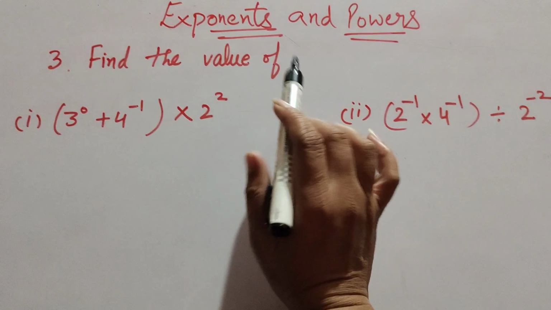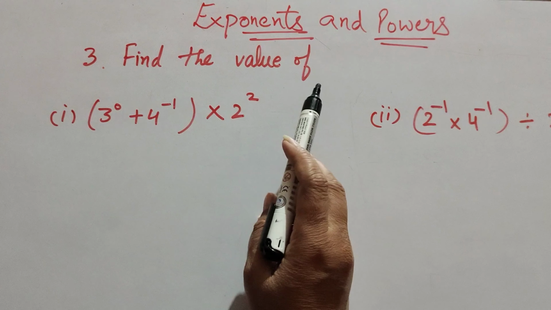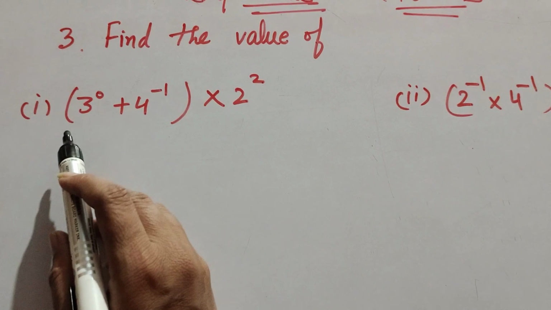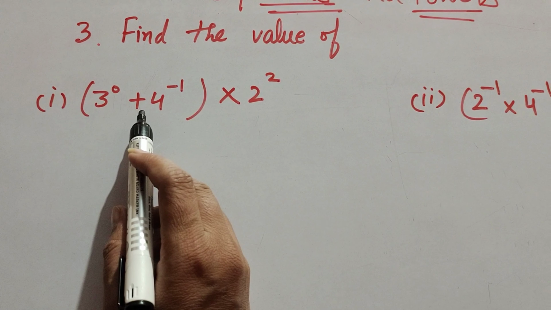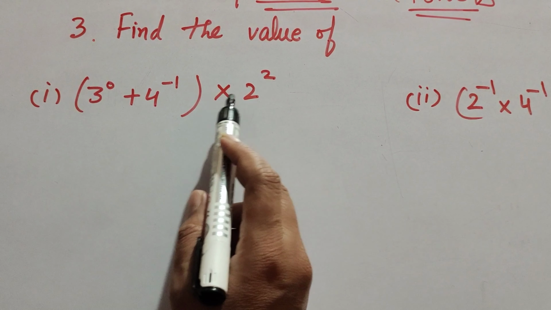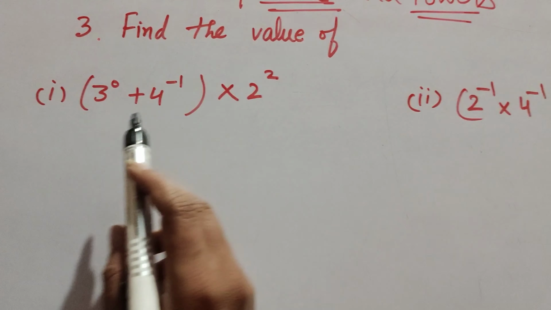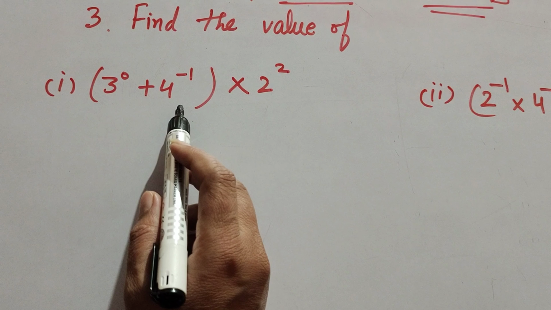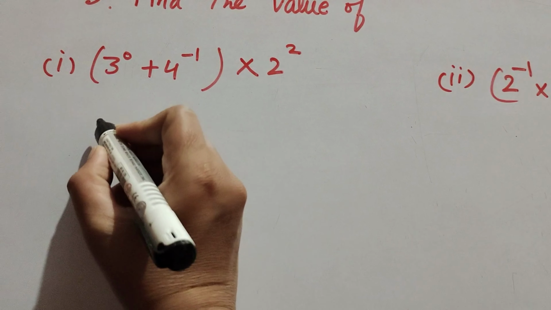In this video we discuss exponents and powers. Question number 3, find the value of. In the first part, (3 raised to power 0 plus 4 raised to power minus 1) multiply 2 raised to power 2. 3 raised to power 0 plus 4 raised to power minus 1.